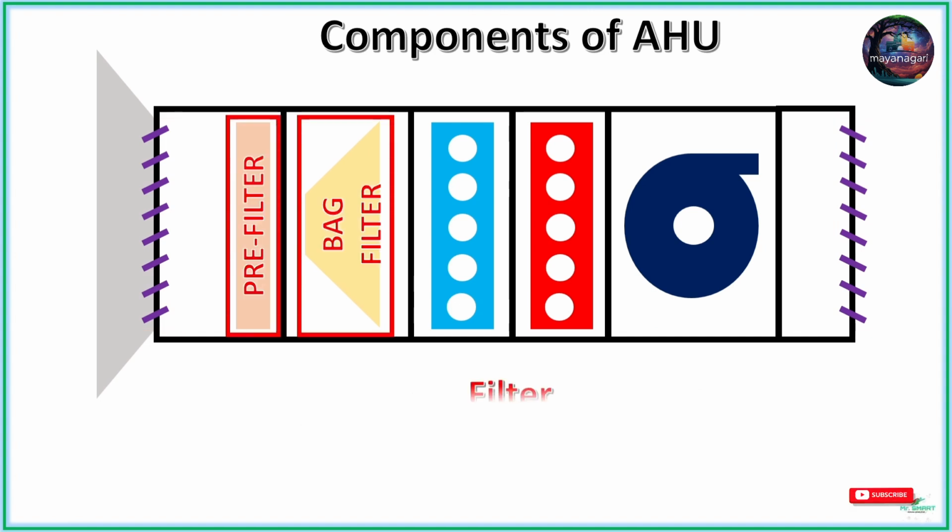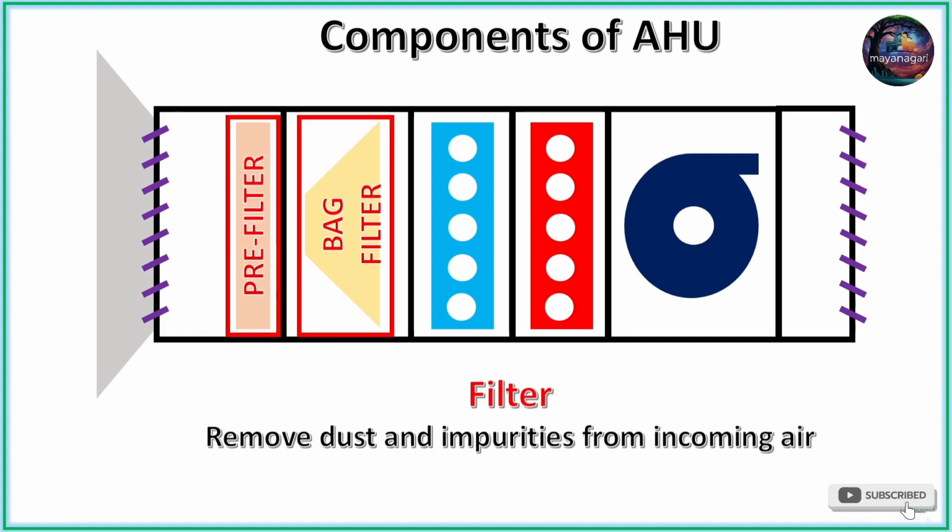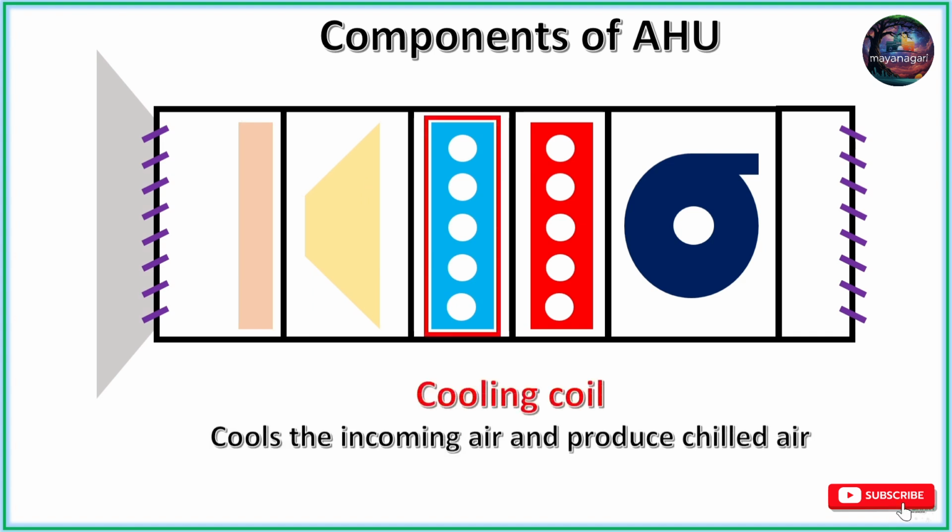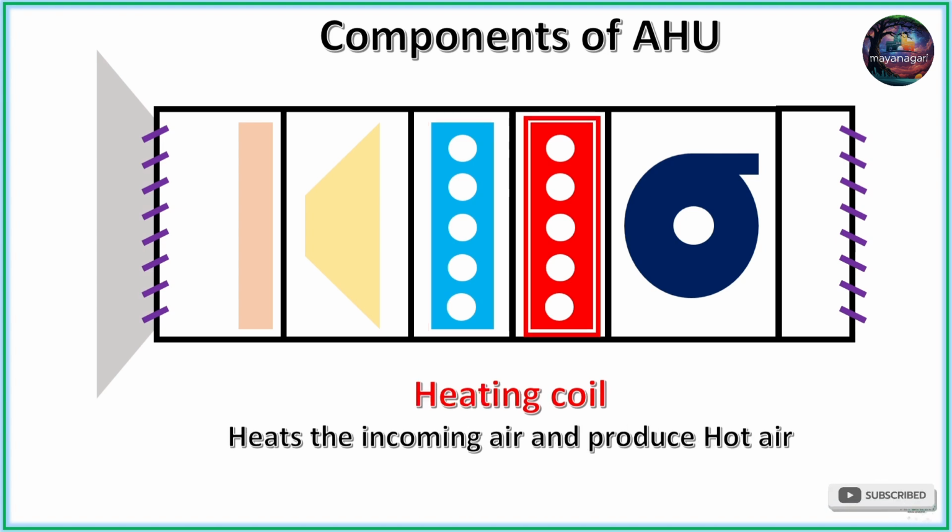Once the air enters into the AHU, it is filtered to remove dust particles and impurities by two stages of filters. Now the filtered air enters into the important component of an AHU, a cooling coil. A cooling coil converts the filtered atmospheric air into clean chilled air, which cools the environment. Or it is passed through a heating coil that converts the filtered atmospheric air into clean hot air, which heats the environment.